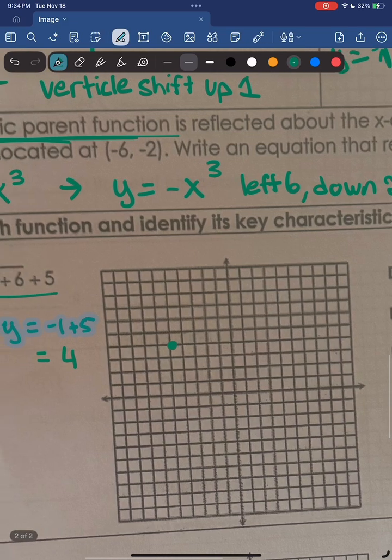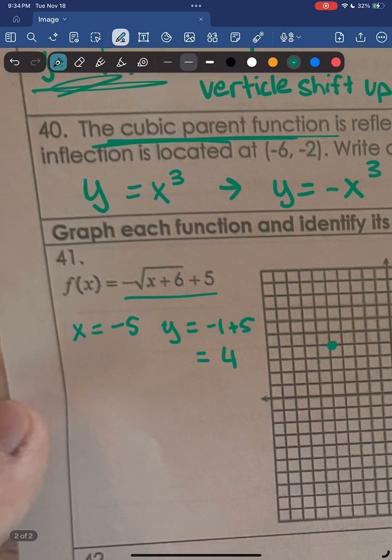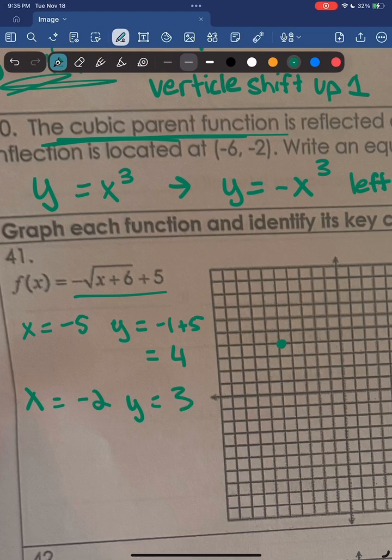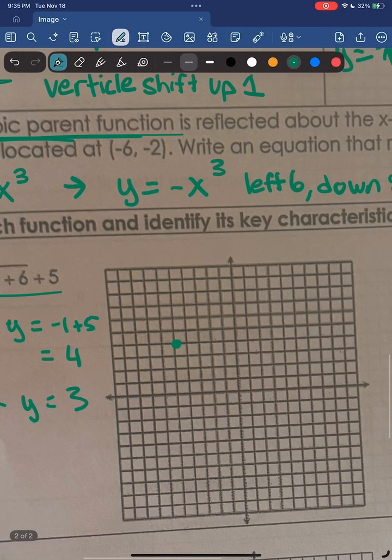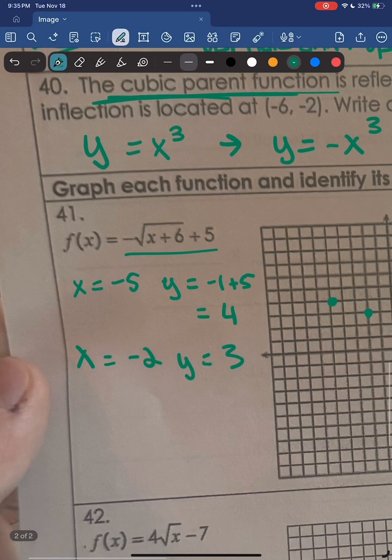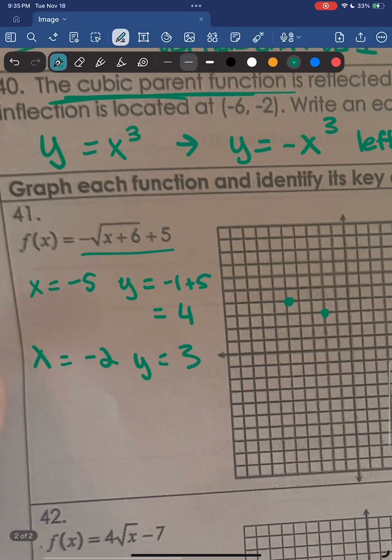And then what's another easy thing that we can get the square root of, right? 4 is another good one. So we could do x is equal to, what would give us 4? -2. So when we plug in -2, what y value do we get? We'd get -2 plus 5, which would be equal to 3. So we go -2, 3, 1, 2, 1, 2, 3, right? Now we can look for another, let's see what else is easy.